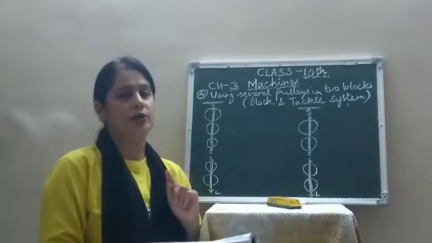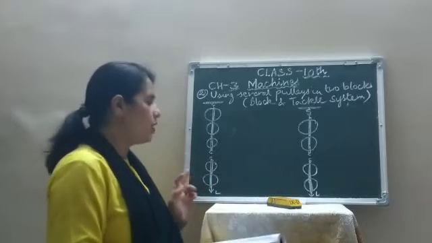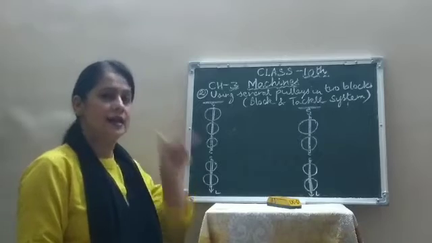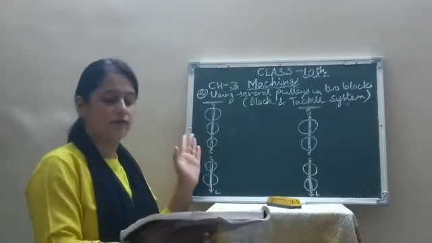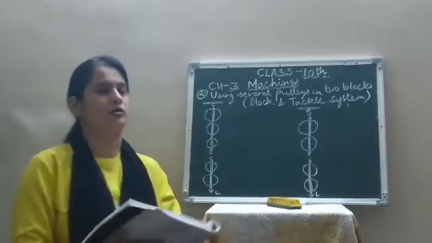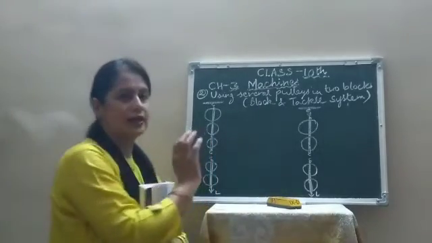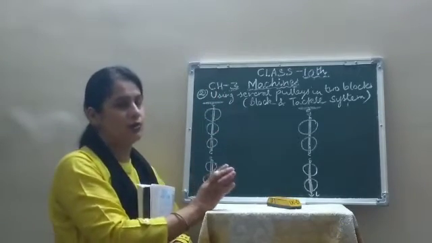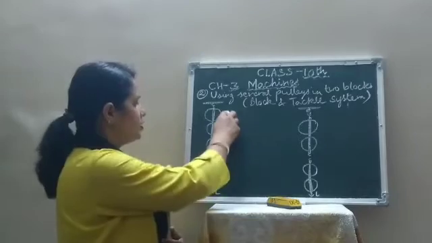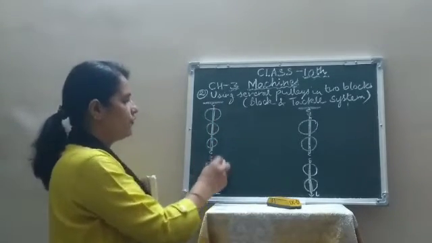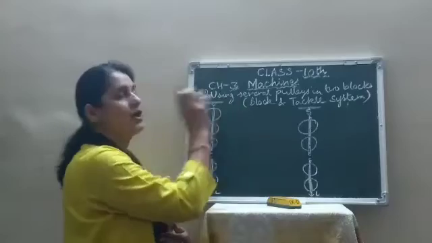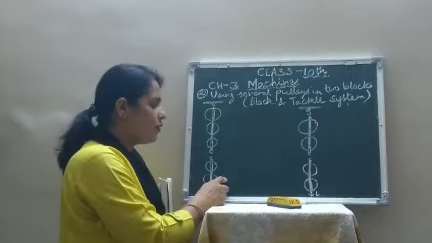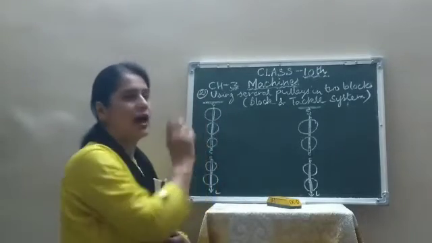Now the number of pulleys used in the movable lower block is either equal to or less than that of the fixed upper block. Children, see carefully. This diagram is not complete. I have drawn only the pulleys, the number of pulleys in the blocks, to make you clear. In this, total number of pulleys are 5: 1, 2, 3, 4, 5. The upper block will have 3 pulleys and the lower block will have 2 pulleys. Because the lower block can never have more pulleys than the upper block.